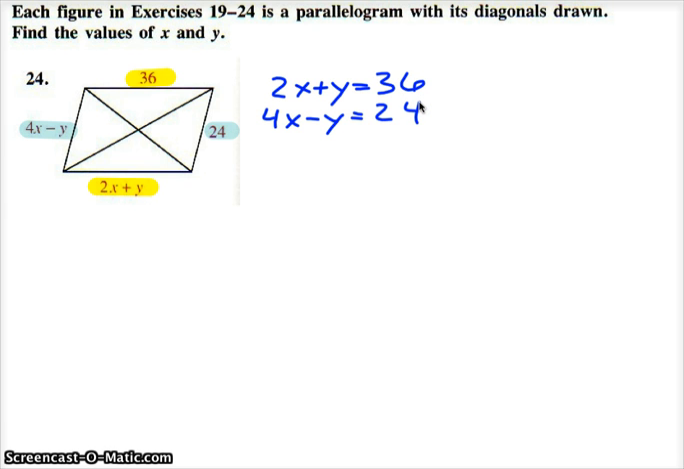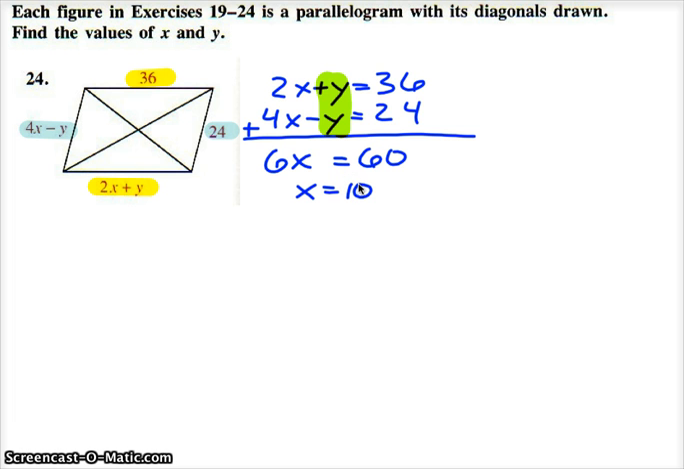And now we have two equations with two variables, and how do we solve that? Well, one way to solve systems of equations is by trying to add the equations together and see if something would get eliminated. I noticed that if I add these two together, the y values will cancel each other out. So let's go ahead and add. 2x plus 4x gives me 6x. The y's cancel. 36 plus 24 is 60. Divide each side by 6, and x equals 10.